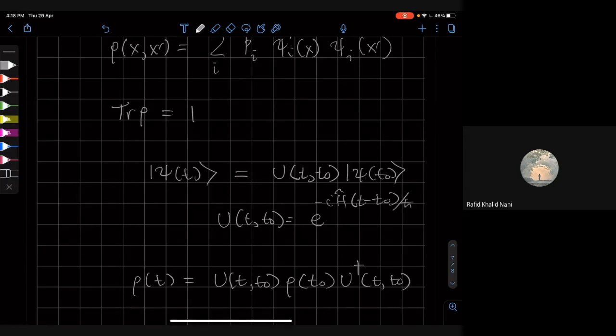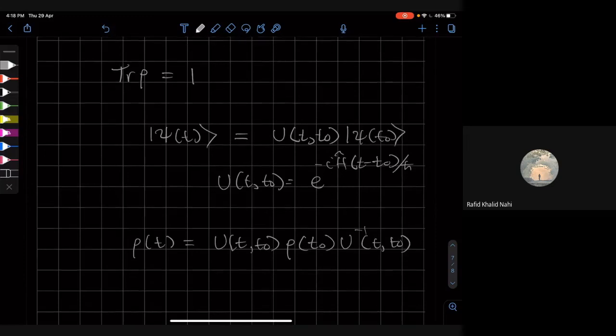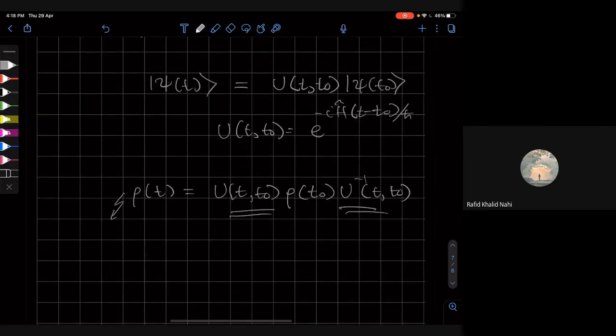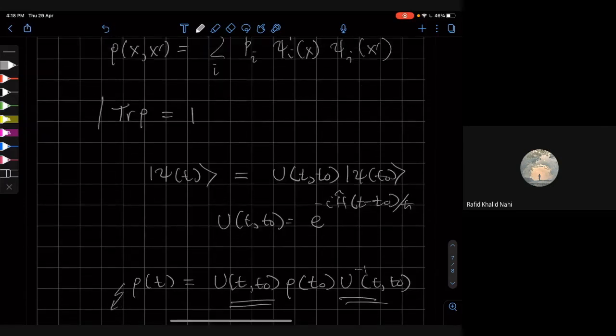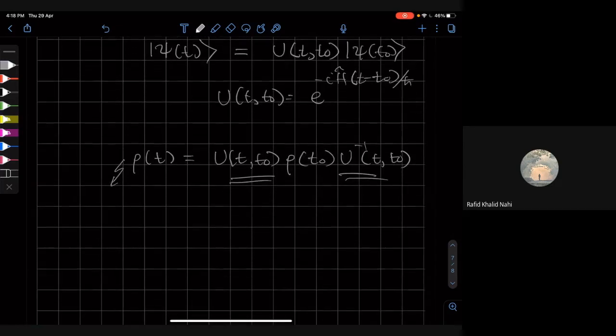Because U is a unitary operator, therefore the dagger is the same as the inverse. It's fine if you don't understand unitary operators and these things. We're not going to be using it in this course. But this is how a density matrix evolves in time. And very important is that its trace is 1. Okay?